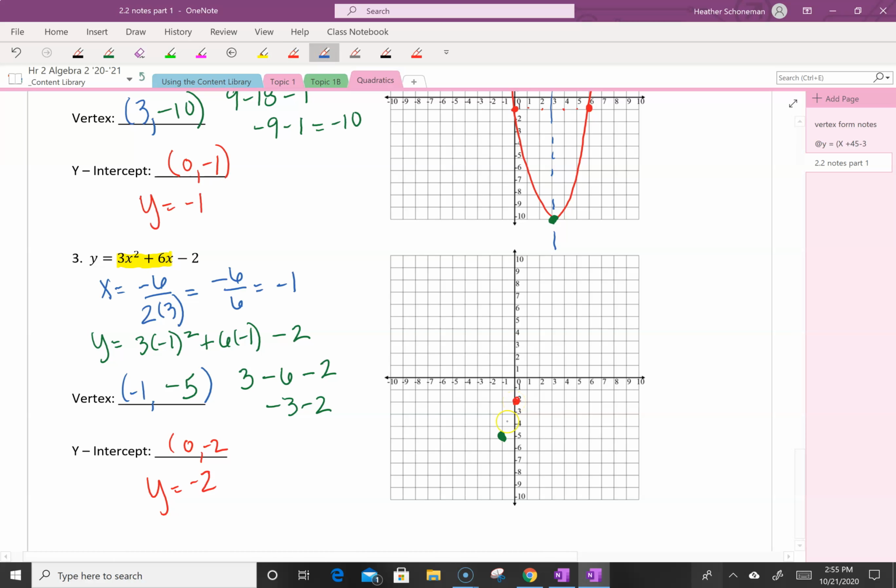So my axis of symmetry is going to go right here for the vertex. And because this point is 1 away to the right, this one has to be 1 away to the left. And there's my parabola.